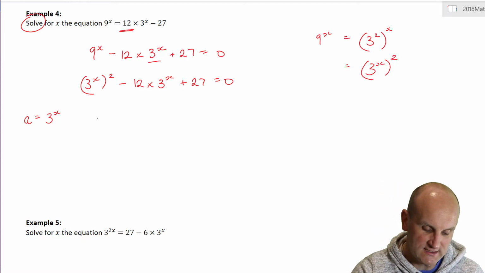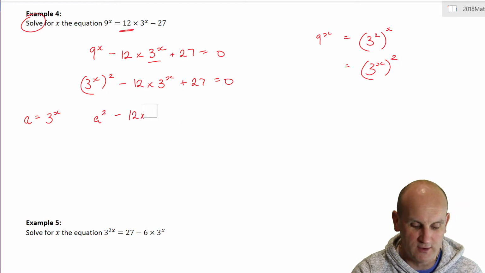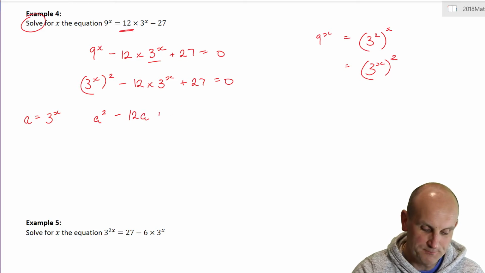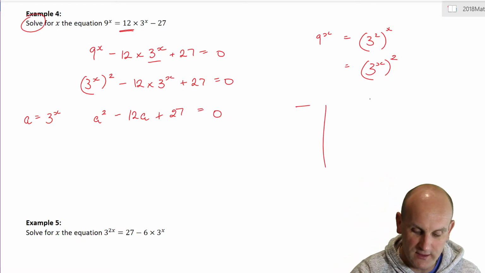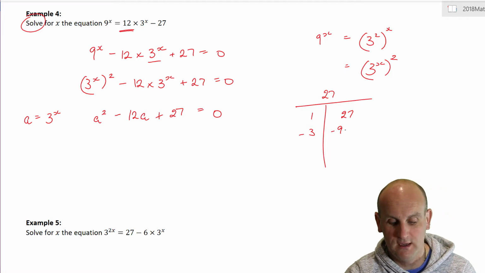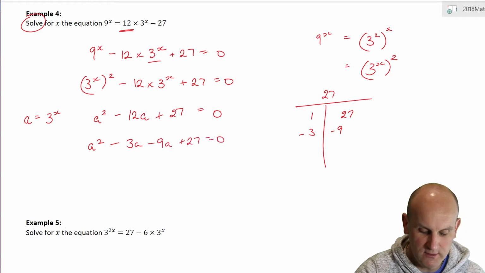But 3 to the power of x becomes a squared minus 12 times a. I don't need to write 12 times anymore, I can just write 12a plus 27 is equal to 0. And lo and behold, do you see a quadratic? So I'm going to t-method it. What do I have? 27, so that's 1 and 27, 3 and 9. Well, 3 and 9 give 12, but I want minus 12, so it's going to be minus 3 and minus 9. Do they add together to give minus 12? They certainly do. So that becomes a squared minus 3a minus 9a plus 27 equals 0.